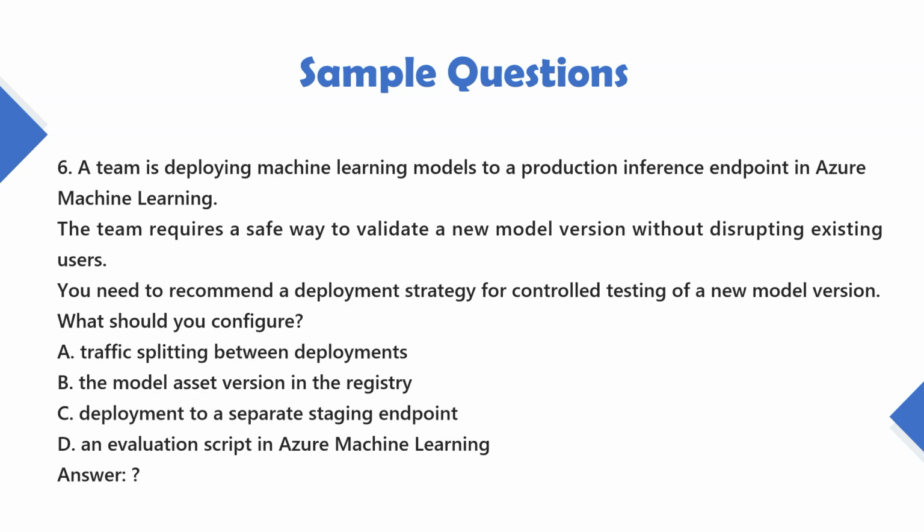6. A team is deploying machine learning models to a production inference endpoint in Azure Machine Learning. The team requires a safe way to validate a new model version without disrupting existing users. You need to recommend a deployment strategy for controlled testing of a new model version. What should you configure? A. Traffic splitting between deployments. B. The model asset version in the registry. C. Deployment to a separate staging endpoint. D. An evaluation script in Azure Machine Learning.